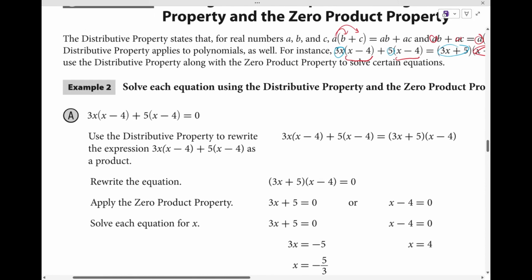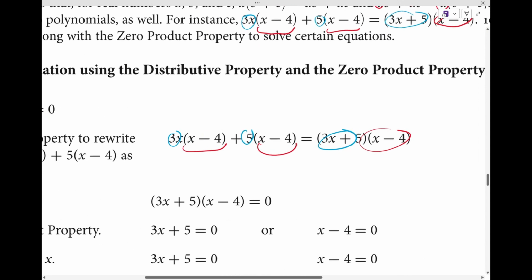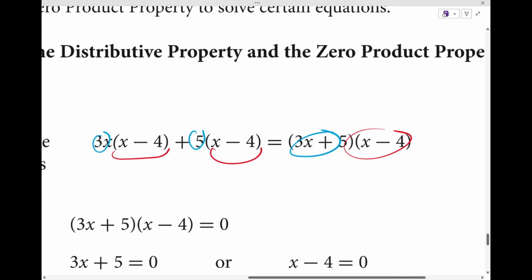Here, let's just look at one example. X minus 4, that's a common factor. I can take out that common factor. Inside, I'm going to be left with 3x and 5. Okay, 3x and 5, so 3x plus 5 is that factor. X minus 4 is here and here.